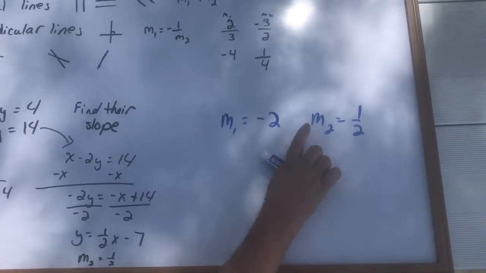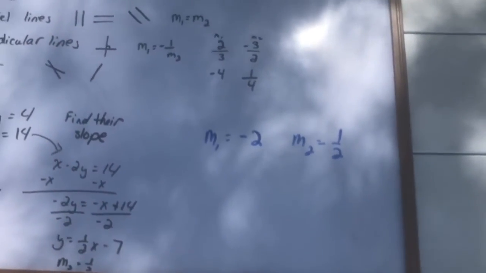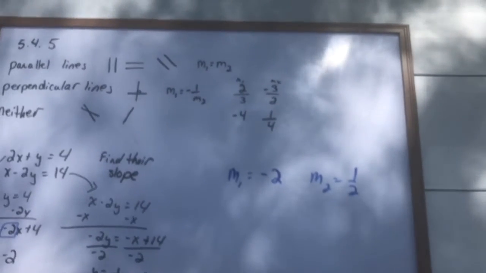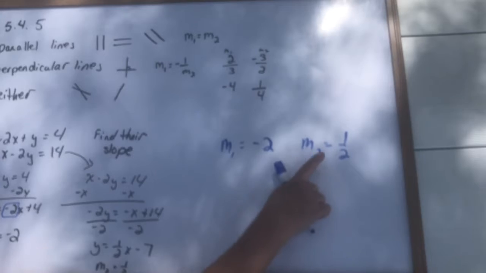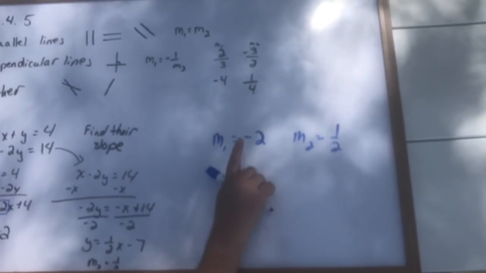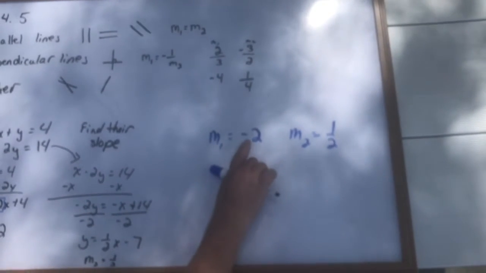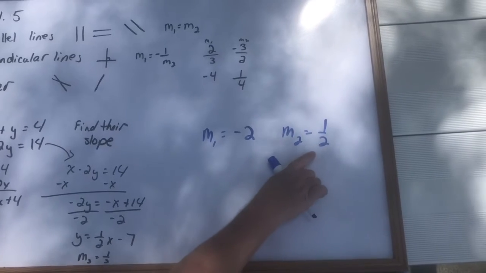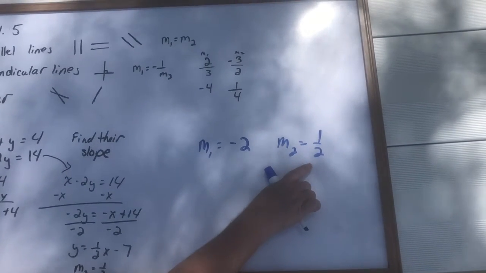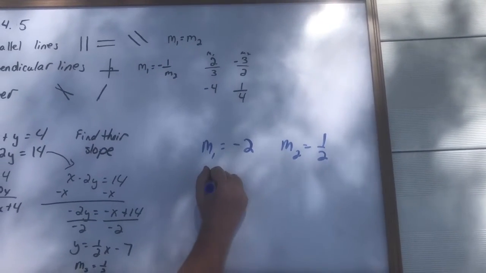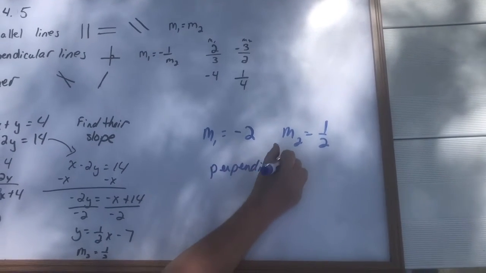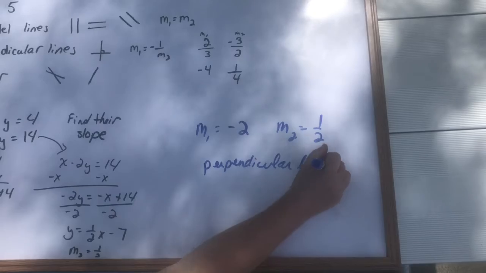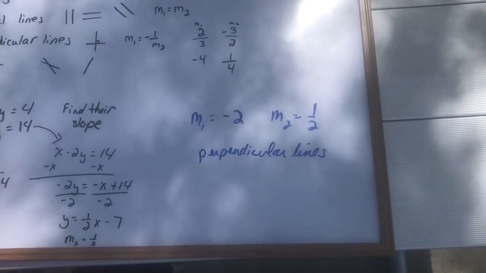So they're not the exact same, so they're not parallel. I know they're not parallel because they're not the same. So are they perpendicular? To be perpendicular, one has to be positive and one has to be negative. Yep. The numerator of one is a 2, and the denominator of the other is a 2. So yep, these are what we call perpendicular lines. Okay, let's do another problem.